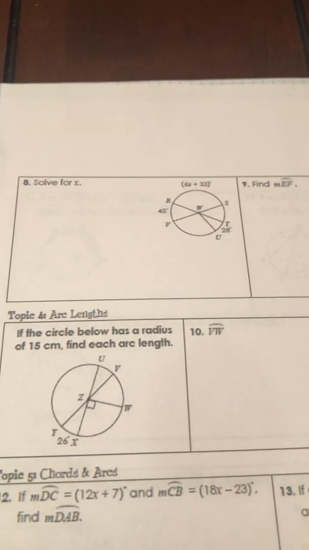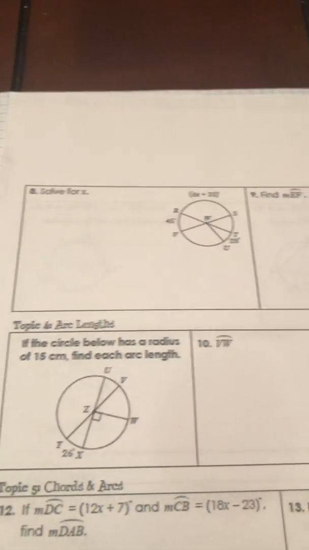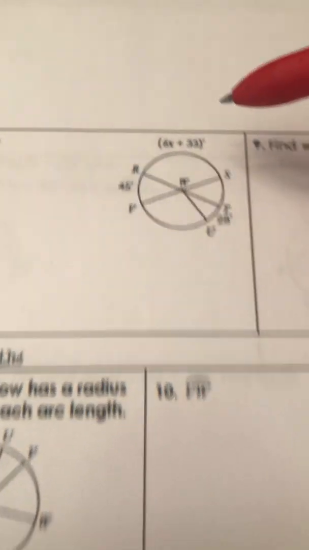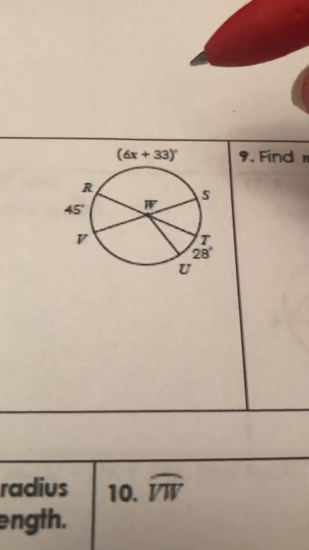Alright, kiddos, let's look at page 2. We are still looking at central angles. So on number 8, we're asked to solve for x. And look at all of the things that are going on here, okay?